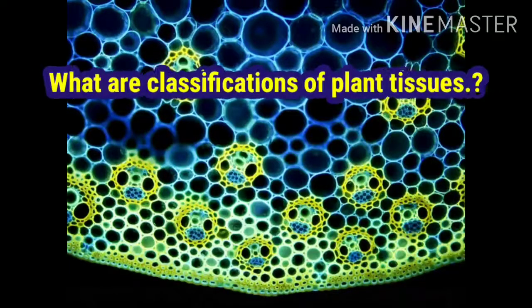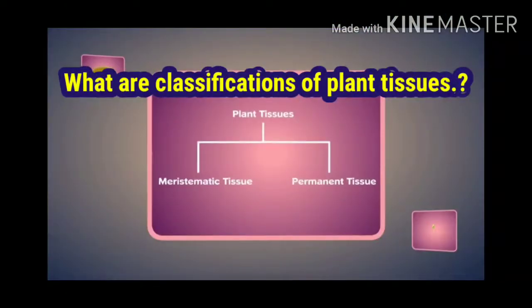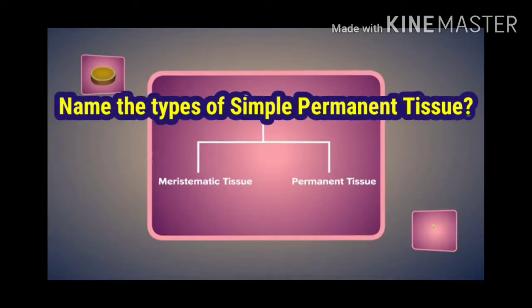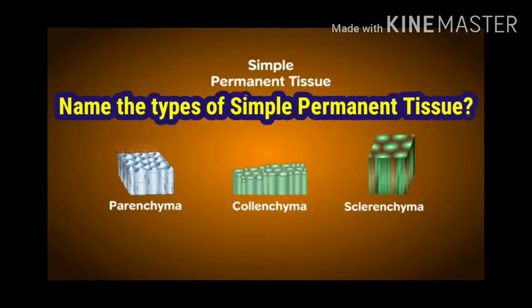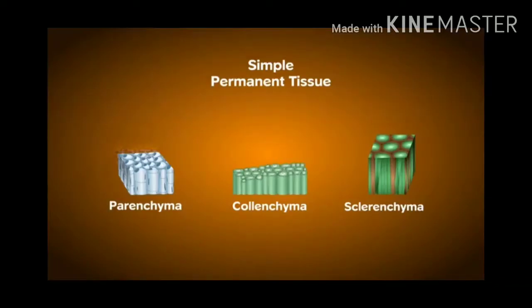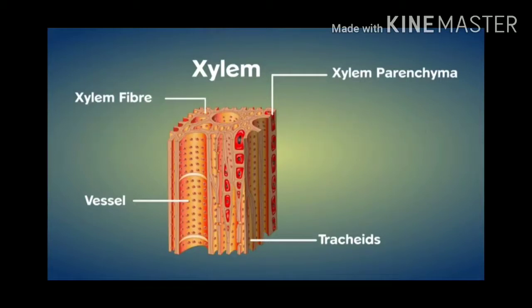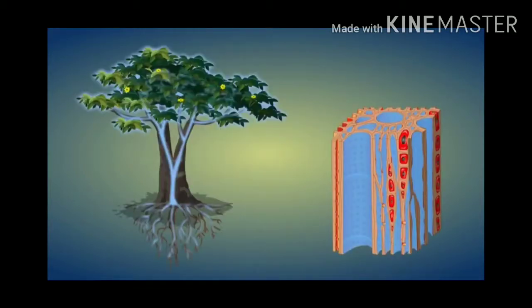Then what is the classification of plant tissues? Plant tissues are basically classified into meristematic tissue and permanent tissue. Name the types of simple permanent tissue. One is parenchyma, second is collenchyma and third is sclerenchyma. Next question. What are the functions of xylem? Xylem transports water and minerals as raw materials from roots to the other parts of the plant.